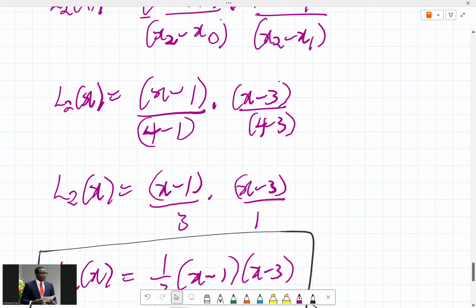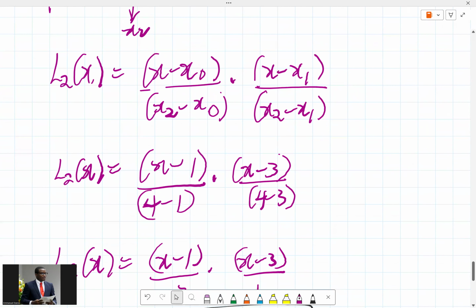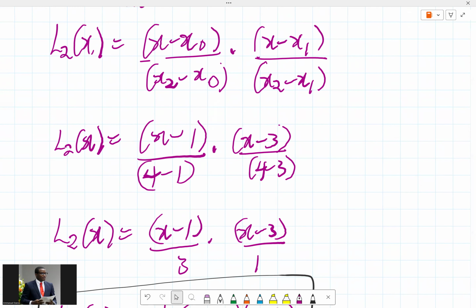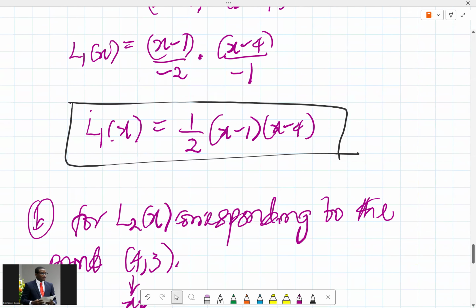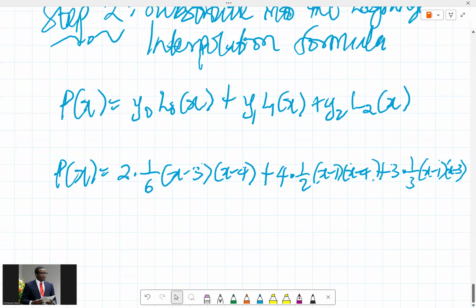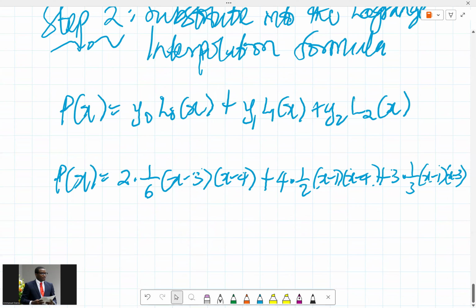Is L2 supposed to be negative? This is 4 minus 1. L2 of x is positive. What about L1 of x? Okay, yeah. Sorry. So for L1 of x, this is 2, not minus 2. So this is actually minus half. So L1 is minus half. Thank God I quickly saw that. So L1 is minus half.